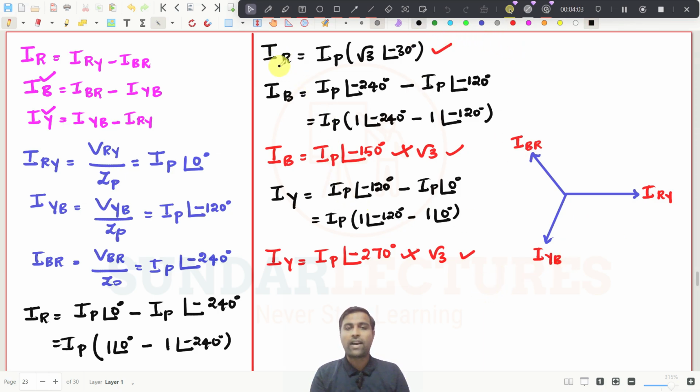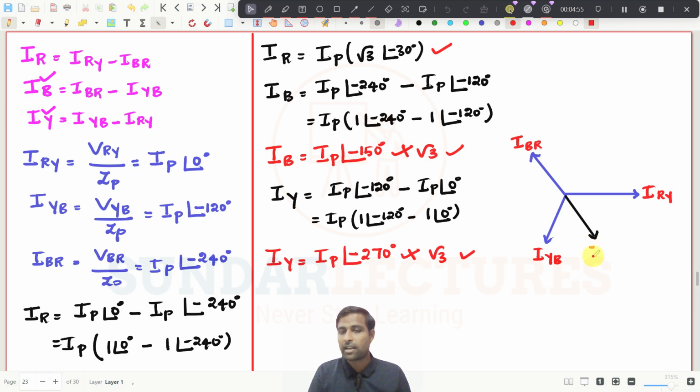Now you see one thing. What is the value of IR now? It is nothing but the line current, while this is the phase current. So this IR lags the phase current and is multiplied by root 3. The magnitude will increase and it lags the phase current by 30 degree. Even if I draw the diagram, it is very simple. What is the value of IR now? It is IRY minus IBR. So if I take this one at the negative side, what is this one? It is minus IBR.